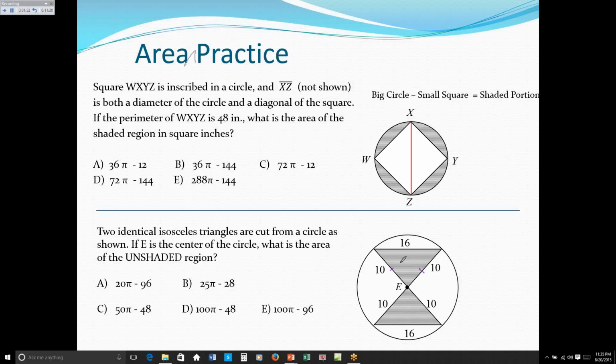And if we're trying to find the area of the unshaded region, we're going to have to know the area of these also, right? So how are we going to find the area of that triangle? Remember that for the area of a triangle, its area equals 1/2 base times height. I don't know what the height is. I know the base is 16. We can work on this one down here.